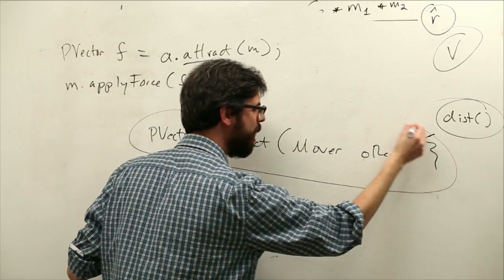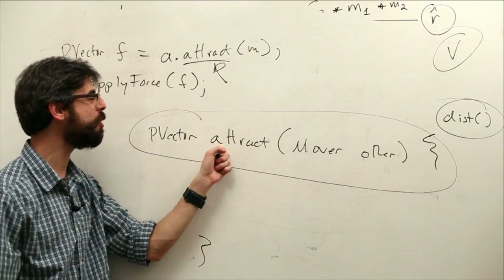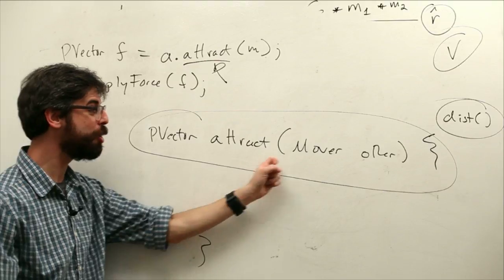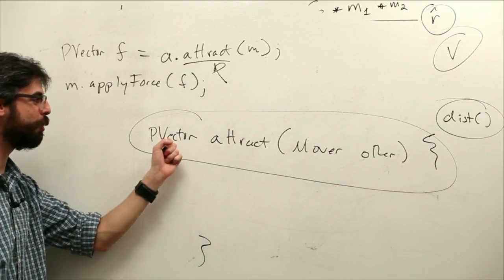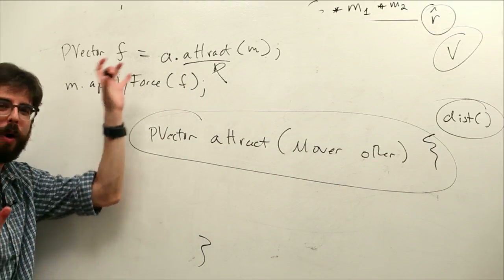So this here is that method signature. It's a function called attract that's going to go in the Attractor class. It's going to receive a Mover object, and it's going to return a PVector. So I just wanted to go over this, this is important.